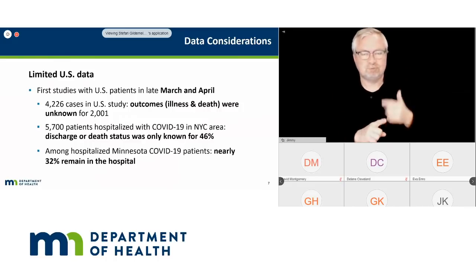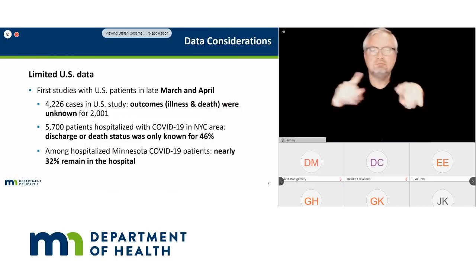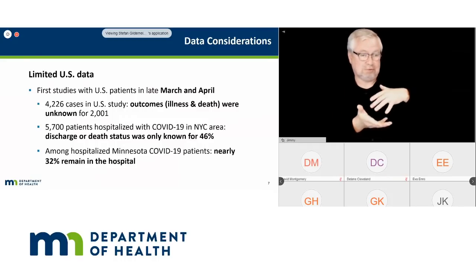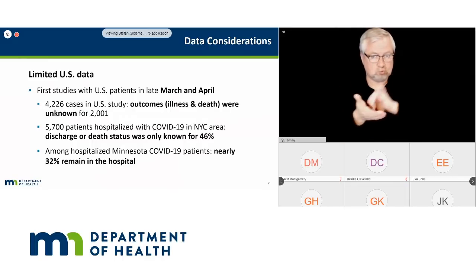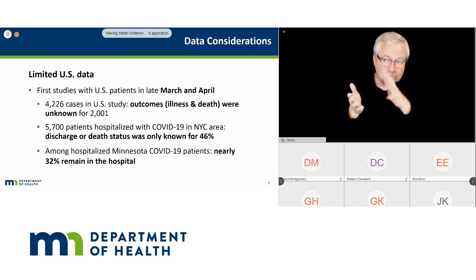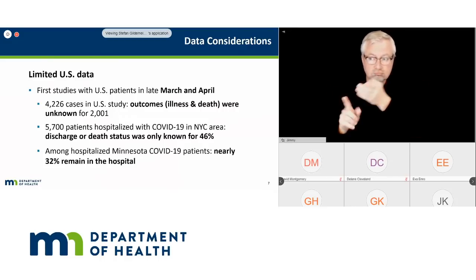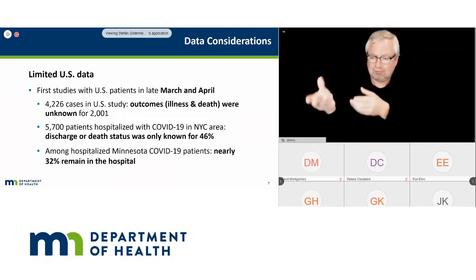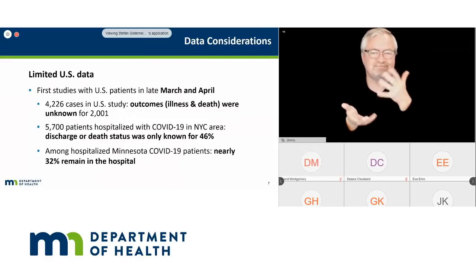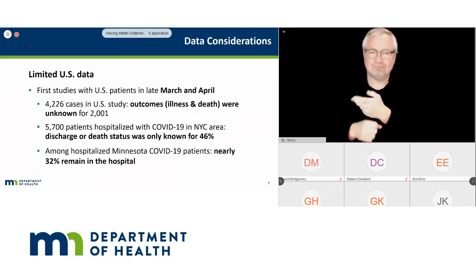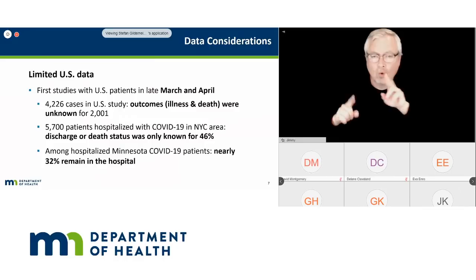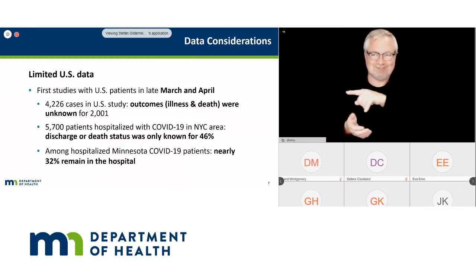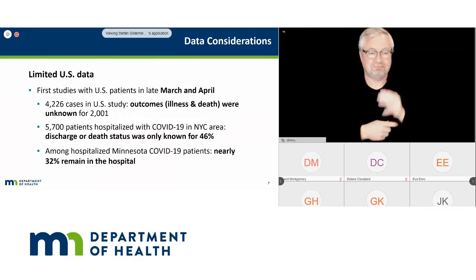The same is true for a second study from the New York City area, where close to 6,000 patients were hospitalized. We don't know the discharge or mortality status for 46% of the population. Some of that is just bad data, focusing maybe on treatment and not on collection of data, which of course makes sense. But some of that also has to do with the fact that the disease hasn't resolved itself for many of these patients. And on this last point, that's also true for Minnesotans infected by the disease.